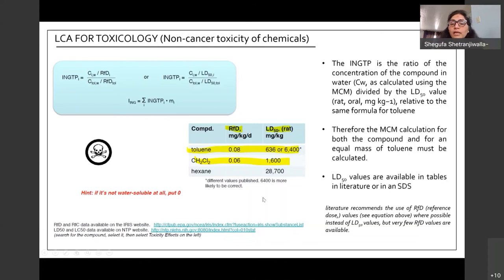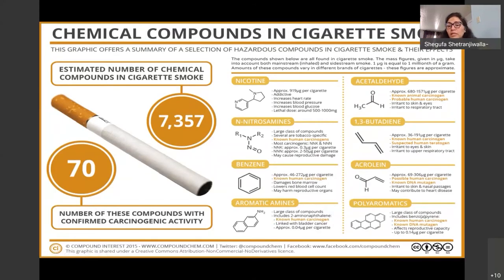They also looked at chemical compounds in daily materials. Cigarette smoke was something that was of great interest to students. And so we looked at what the different chemicals are that are cancer causing.